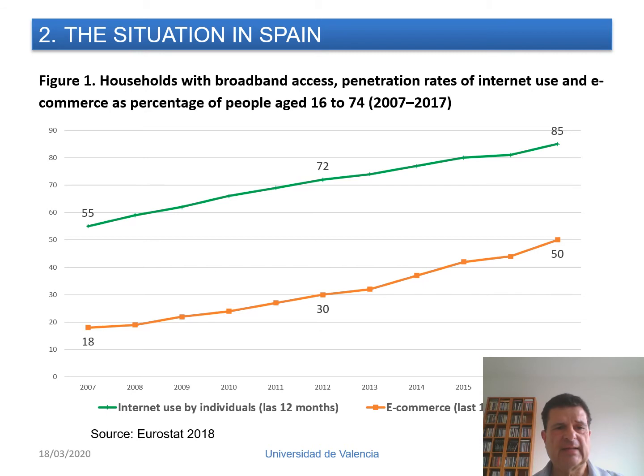The situation in Spain that I'm going to talk about now in the second section is the following. You see in the green line the internet used by individuals in Spain, and in the other line, the orange line, e-commerce used in the last months in Spain. So now if you look at this, you see that while the penetration of the internet is 85%, only like 50% of the people use, and not necessarily very intensively, e-commerce in Spain.